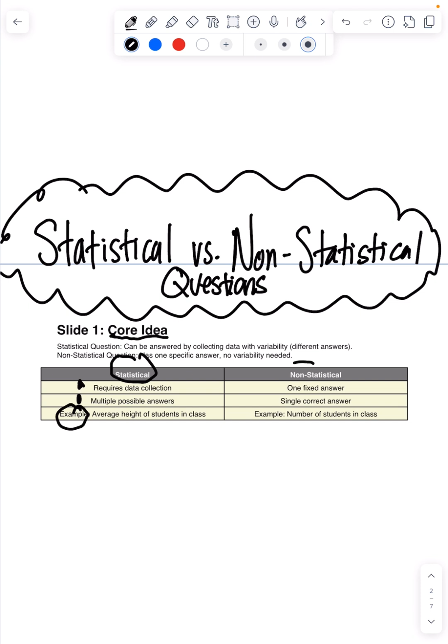On the other hand, when we're talking about a non-statistical question, we're talking about something that has one fixed answer, right? It's a single correct answer every single time. So if we were in a classroom, what is the number of students in this class? If you asked anybody in the class, they would count the number of students, and every single person will give you the same number. If they counted and saw that there are 30 students, then that would be the answer for every single person after they count.